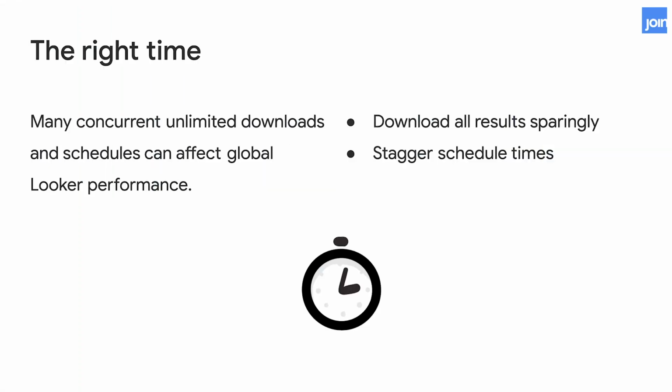So when you're thinking about downloading all your results, think about whether or not you're using the right tool. If you need more than 500 results, which is what shows on the Explore table, then maybe download them directly from your database. It's the same data. Looker's just running that query on your database.